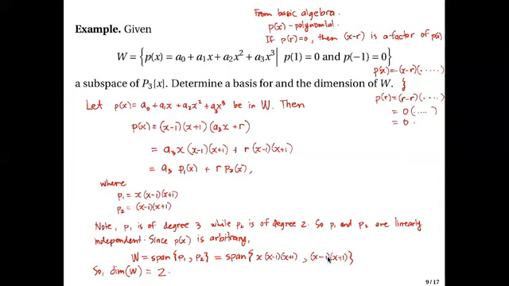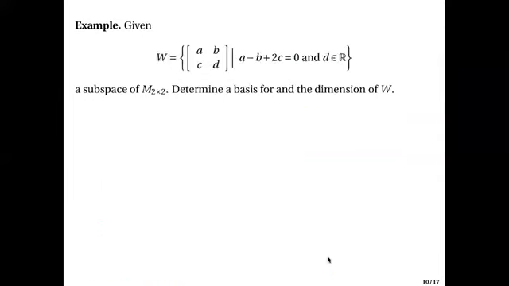Next. So here, this time we are given a subspace of M22. So let W be this space or be this set satisfying this condition. So be the matrices A, B, C, D with this condition. And take note here, D is any real number. So we want to determine a basis for and the dimension of the subspace W.